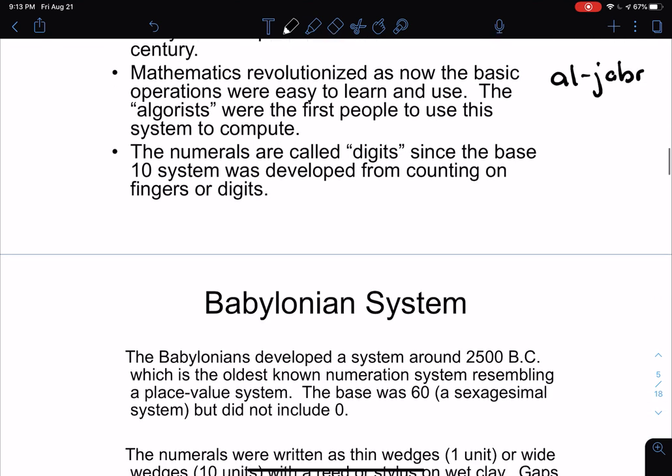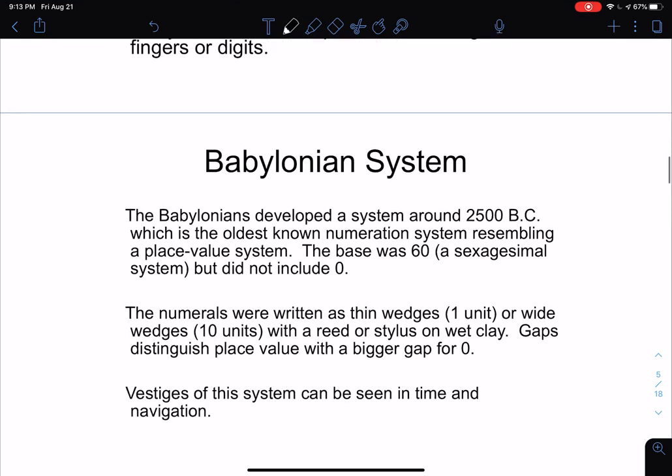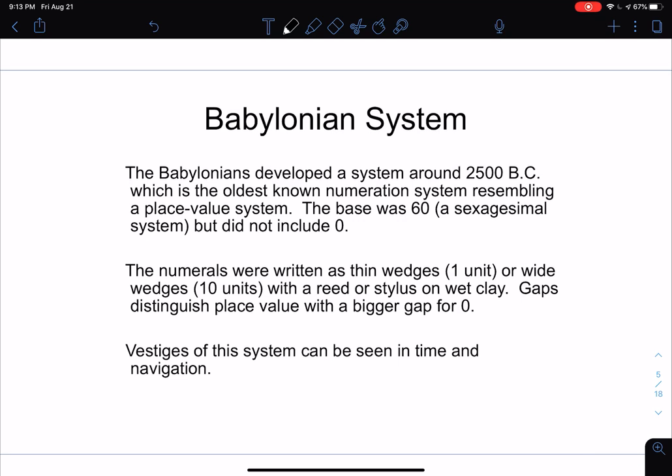Why don't we visit the Babylonians, who around 2500 BC, so they weren't too far off from our hieroglyphics, but they developed a system. It's the oldest known numeration system that resembles place value. It's not purely place value as ours is now, but it was very close. But it's the oldest known system, and I say that because so much of history, way back when, got lost. Either it wasn't recorded or got lost somehow.